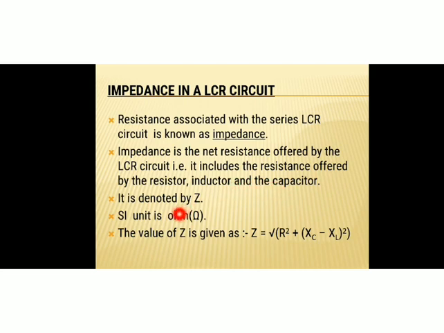And the impedance of an LCR circuit is denoted by capital letter Z. Its SI unit is ohm itself. The value of Z is given as Z is equal to square root of R square plus (XC minus XL) whole square. What do you mean by R?